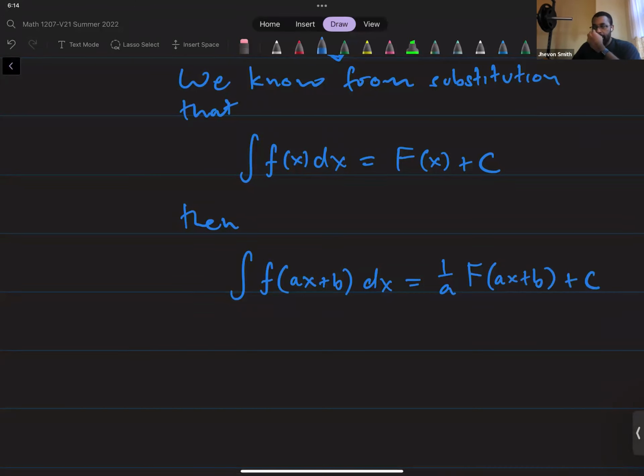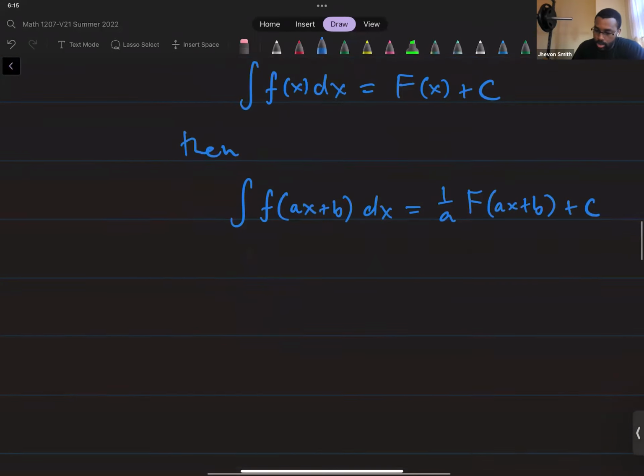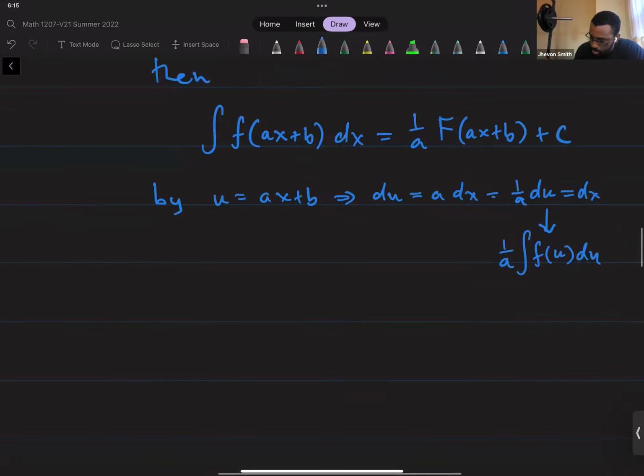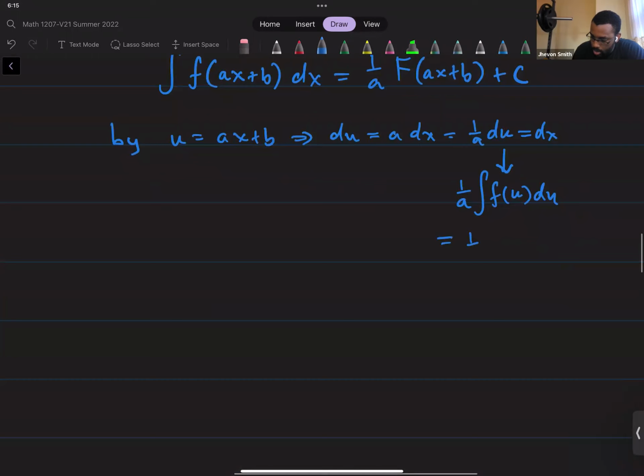So you don't really change what the answer would look like. You know that instead of x, you're going to have your ax plus b, and then you're going to divide by the a. The reason is u equals ax plus b, which means that du is going to be a dx, which means that 1 over a du is going to be dx. And that leads you to 1 over a times the integral of f of u du, which you know is going to be big F of u plus c.